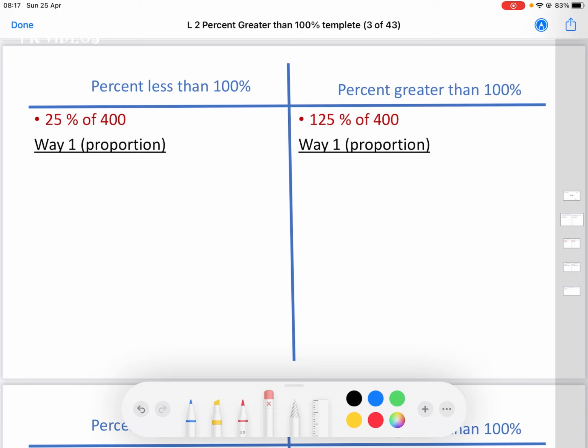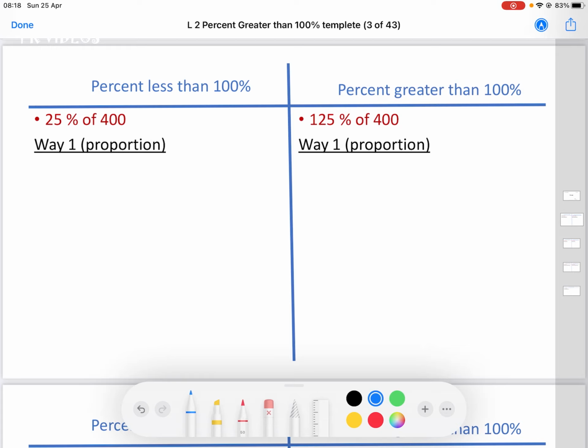In the first part, I've given you an example of a percent less than 100, that is 25% of 400. And similarly, on the right side, I have given a percent greater than 100, 125% of 400. So way 1, we can solve this using proportion.